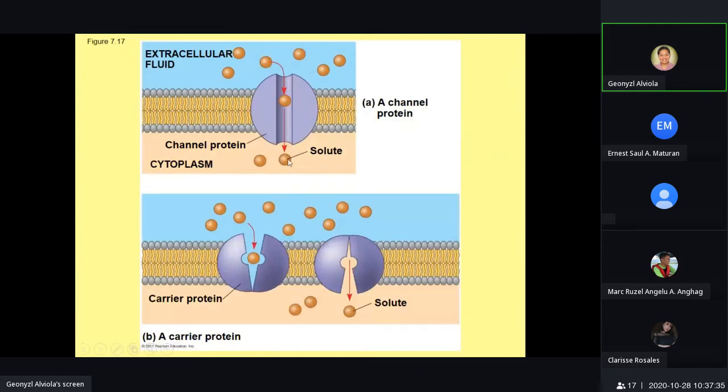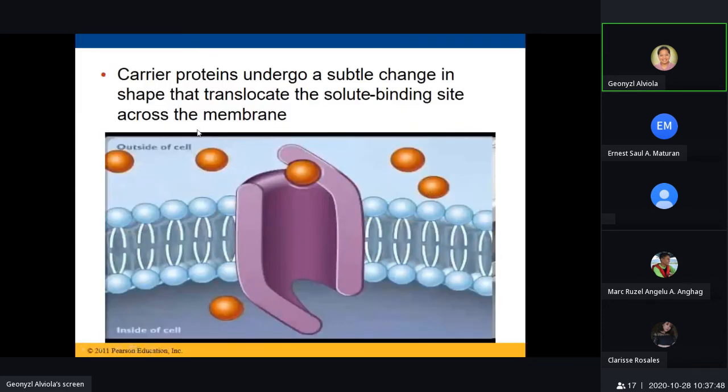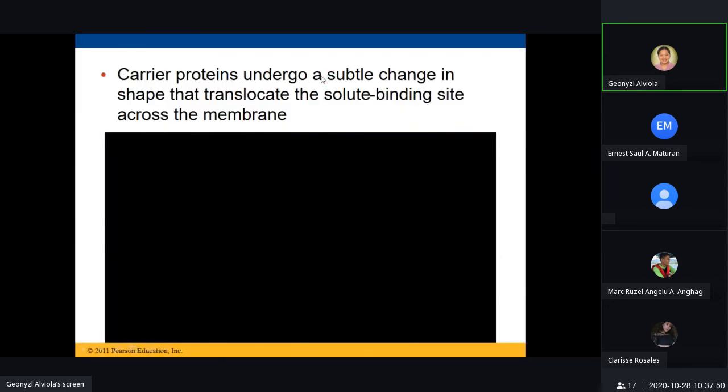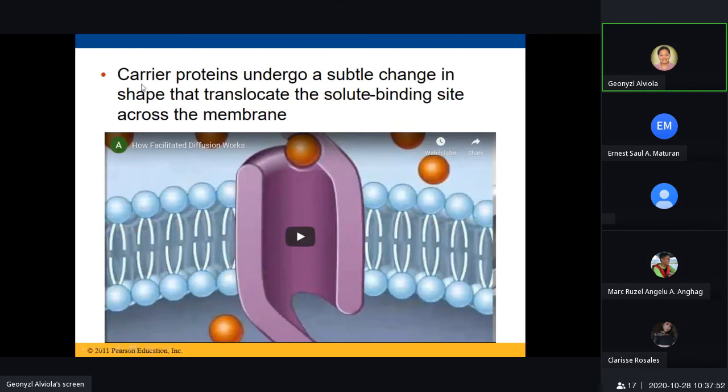Okay, this is an example. The sodium-potassium pump is like this too. This is the carrier protein within the cell, and there are other carrier proteins. Carrier proteins are also facilitated. Carrier proteins undergo a subtle change in shape to translocate the solute binding site across the membrane.